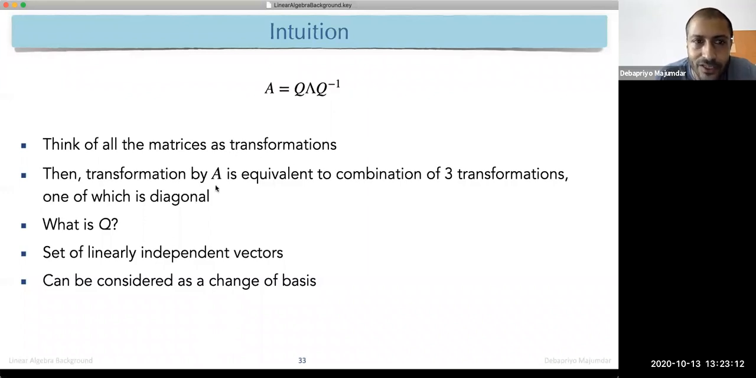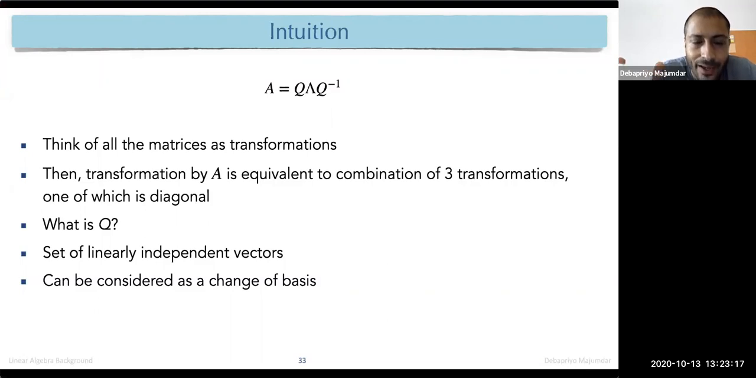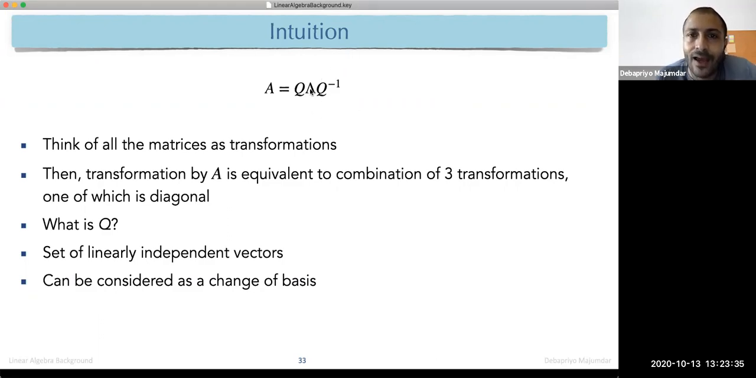Any transformation which has full rank, which means n dimension to n dimension, and if it has n different eigenvectors, is essentially a change of basis, then a scaling, and then again another change of basis. So if you are applying it on a vector on the right, you're first multiplying by Q inverse, then by lambda, and then by Q. So first a change of basis, a scaling, another change of basis.